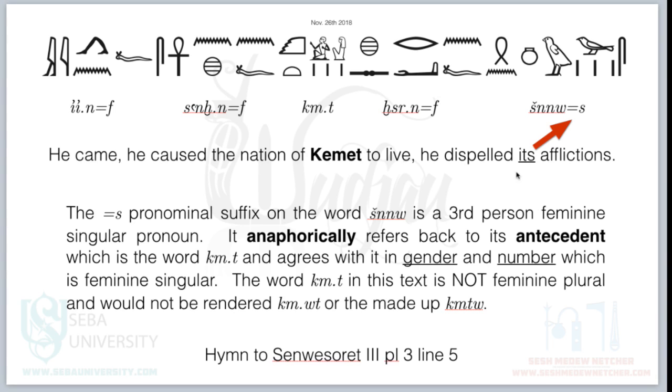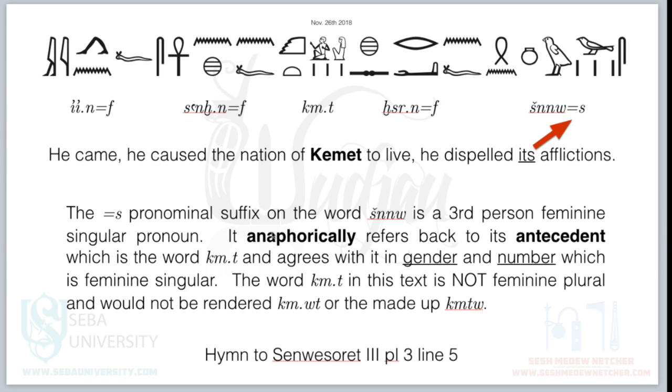So I'll read the translation. It says, he came, this first group of glyphs here. He came, past tense. Sa'unkh in f: he caused to live. What? Kemet. He caused the nation of Kemet to live. Khesef in f: he dispelled, past tense. What? Shenenu s: its afflictions. So what I have here is an arrow pointed to this pronominal suffix, s.